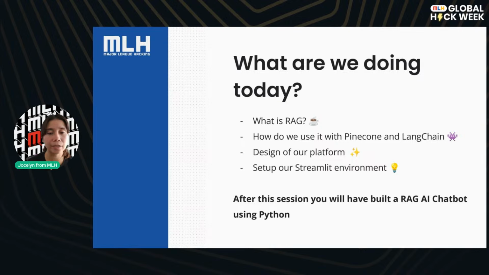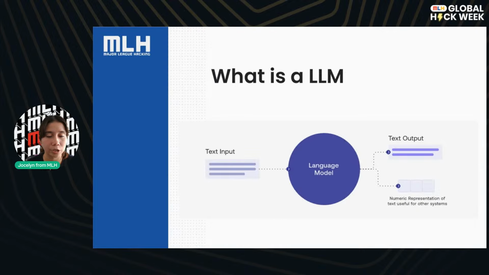My goal is that you have a finished project on GitHub with a RAG system, which is basically an AI chatbot using Python that has context in it, so the context that we're going to be searching from there.